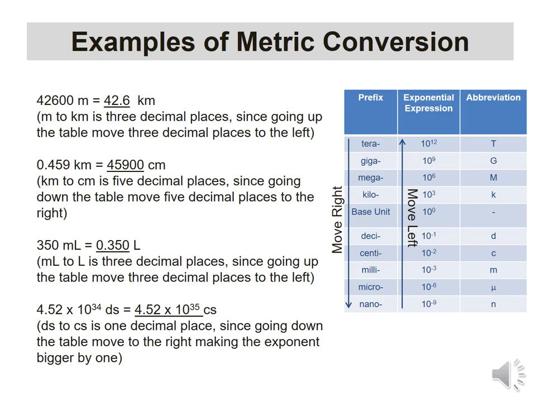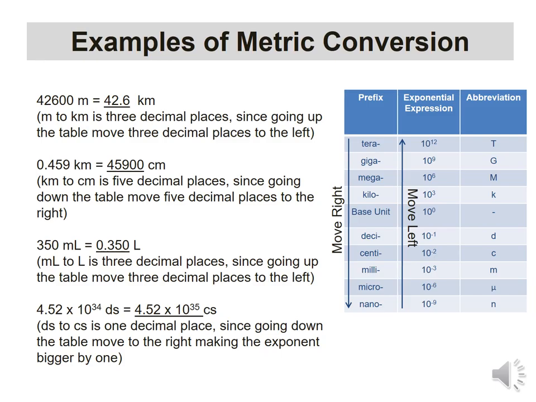Here, I want to convert 42,600 meters into kilometers. So to do that, I think about meters to kilometers. Here's my meters right in here. That's my base unit. I'm going to go to kilometers, so I'm going up. If I'm going up, I'm going to move to the left. Move to the left by three decimal places because 3 minus 0 is 3. So all I did was move the decimal place 1, 2, 3 places, and there's my answer in kilometers.